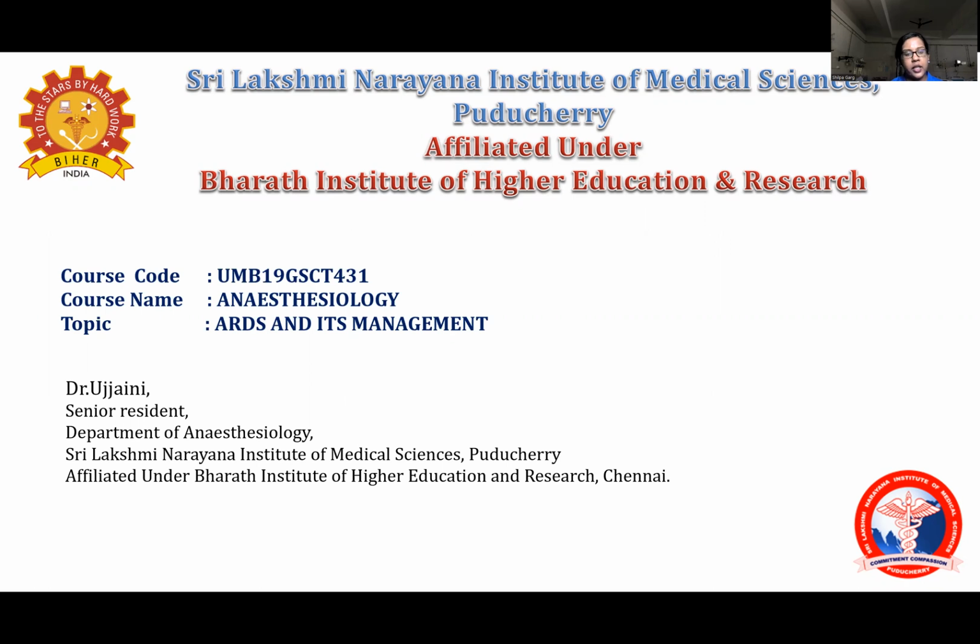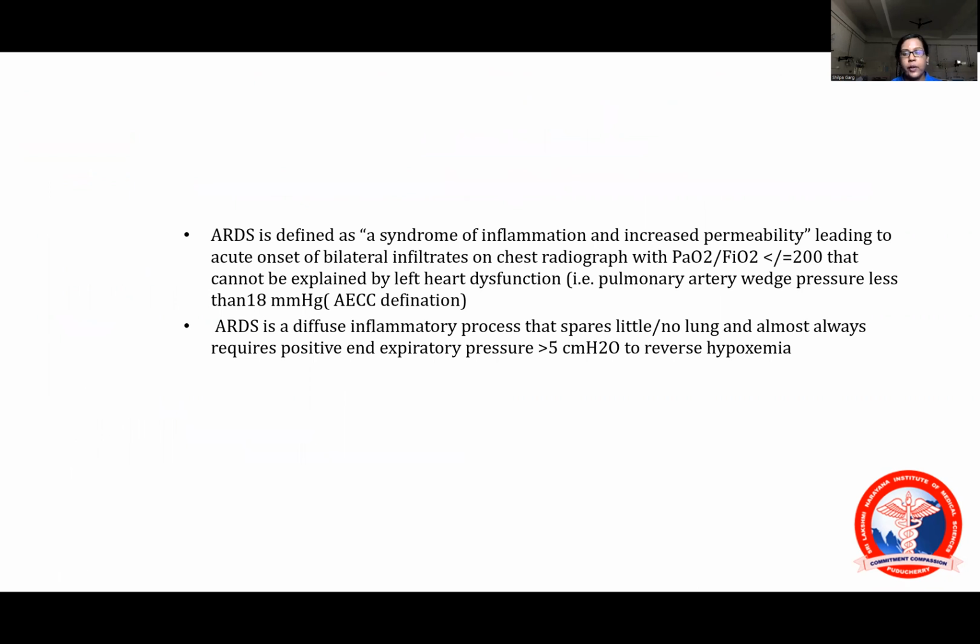So, what is ARDS? It is nothing but acute respiratory distress syndrome. It was defined as a syndrome of inflammation and increased permeability, which led to bilateral infiltrates of acute onset, with chest radiographic features of bilateral infiltrates, and a PF ratio, which is the partial pressure of arterial oxygen to the fraction of inspired oxygen, less than or equal to 200, that cannot be explained by left heart dysfunction. How do you explain left heart dysfunction? Either by a pulmonary artery wedge pressure of less than 18 millimeters of mercury. So this was called the AECC definition.